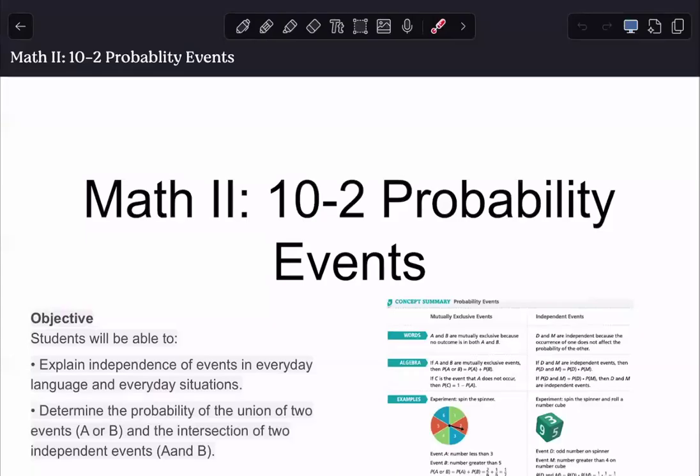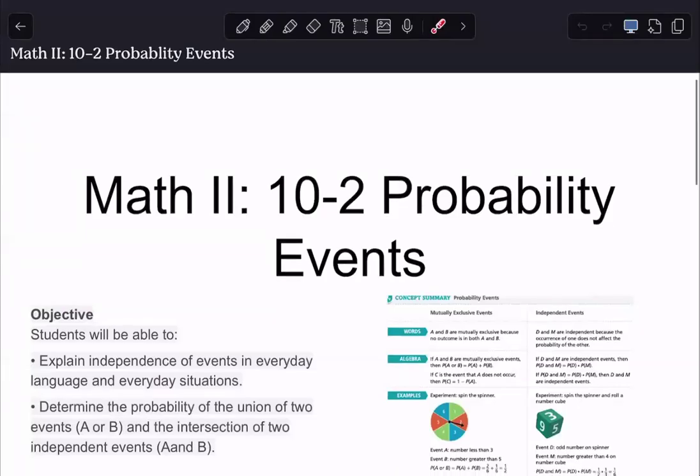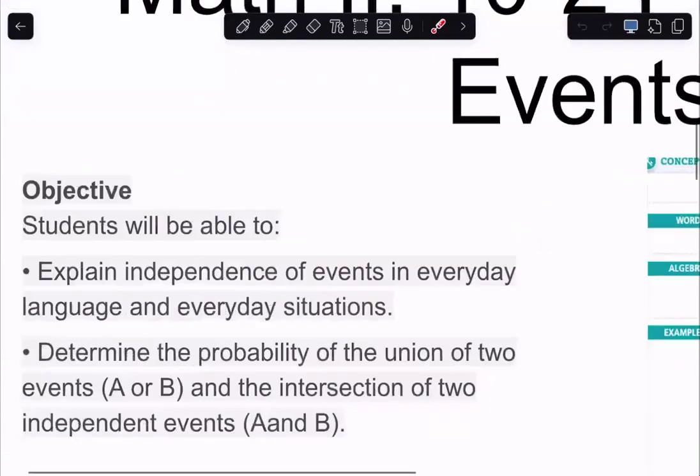Okay. So 10-2, probability of events. Your objective will be to explain the dependence of events in everyday language and everyday situations, determine the probability of the union of two events, A or B, and the intersection of two independent events A and B.